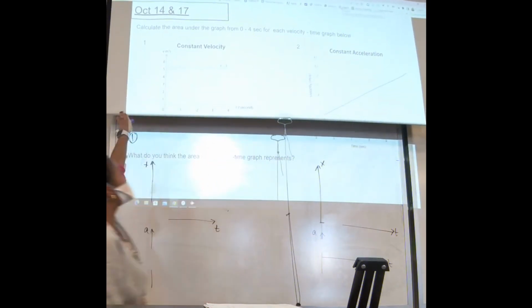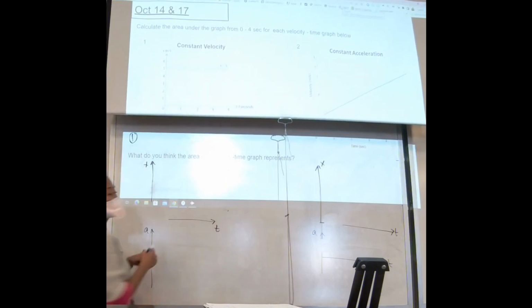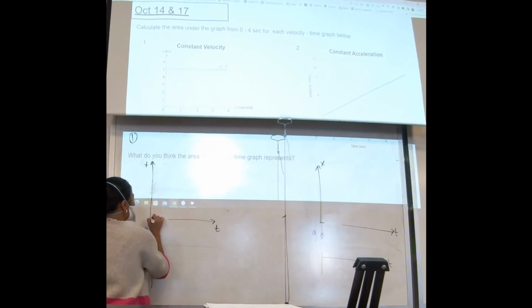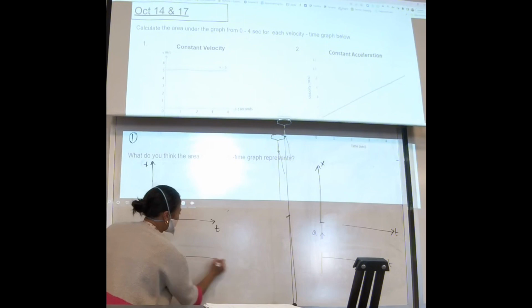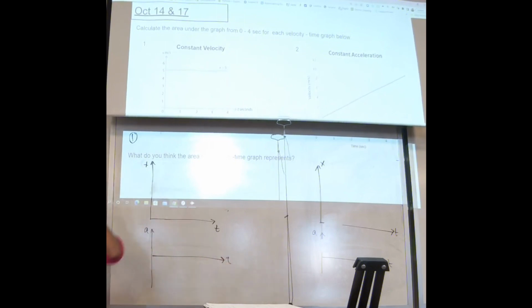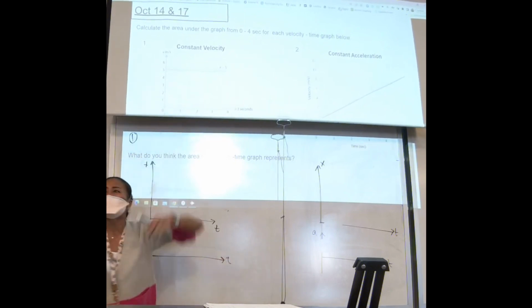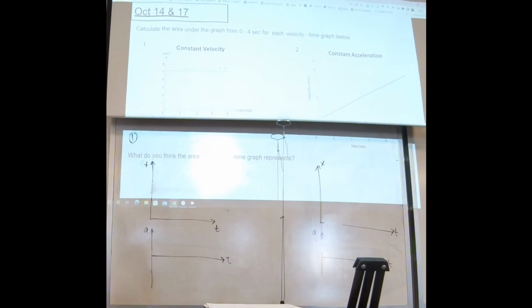So let me make this a little easier to read. I've got a constant velocity graph that shows a nice horizontal line. If I asked you on your quiz to draw a position time graph for this velocity time graph, how would you draw that? Alexa.